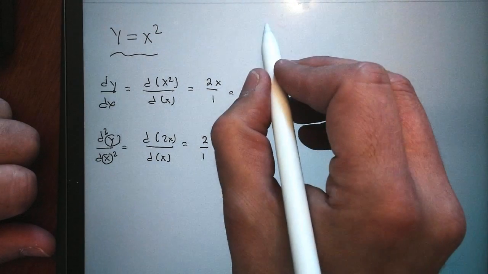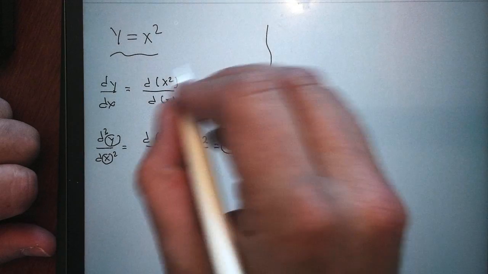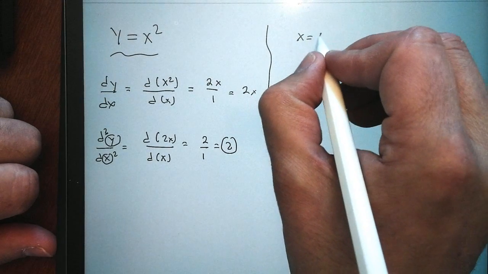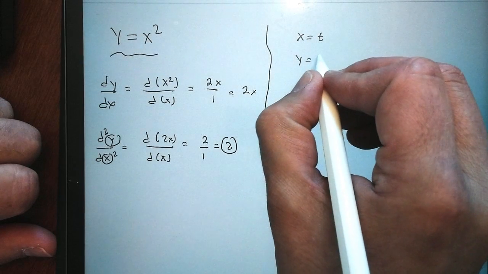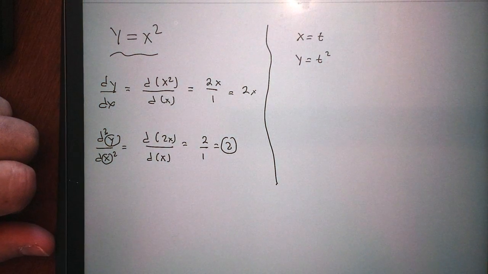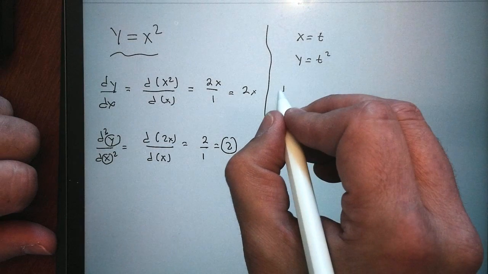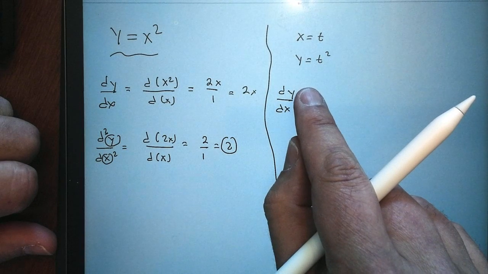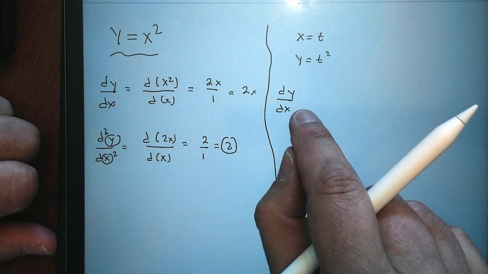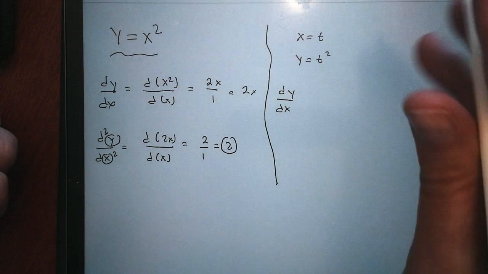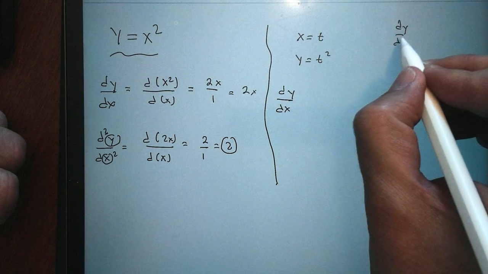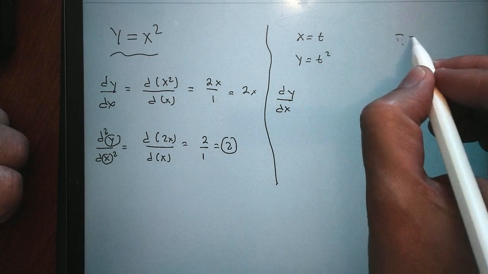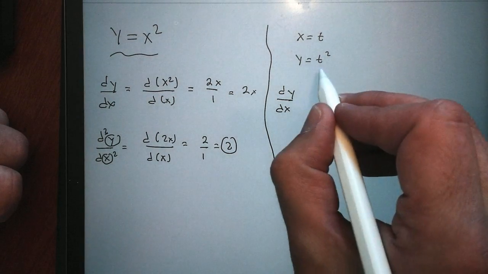So let's apply this with parametrics now. Now in parametrics, we would say, okay, we're going to cheat. We're going to say let x equal t. y then would equal t squared. So now let's talk about the derivative. Let's say we want to find dy/dx. Now notice we're taking the derivative of y with respect to x, not y with respect to t. If I want to find dy/dt, that would just be 2t. Very easy. But we're taking the derivative with respect to x.